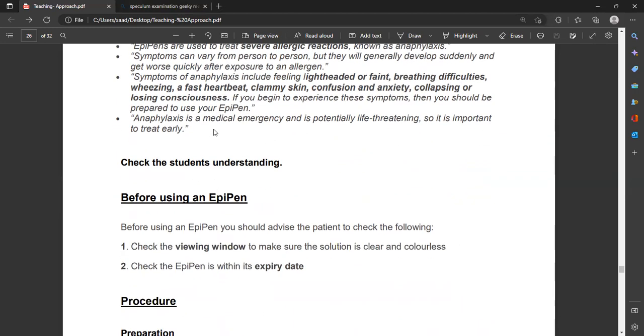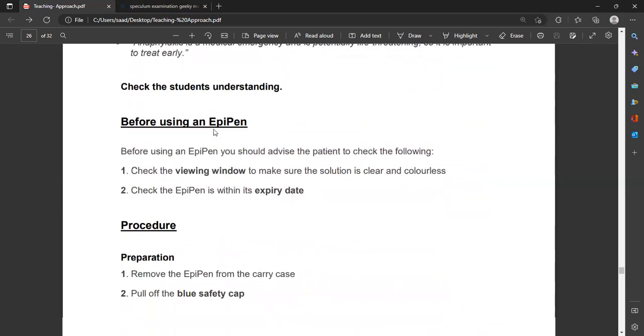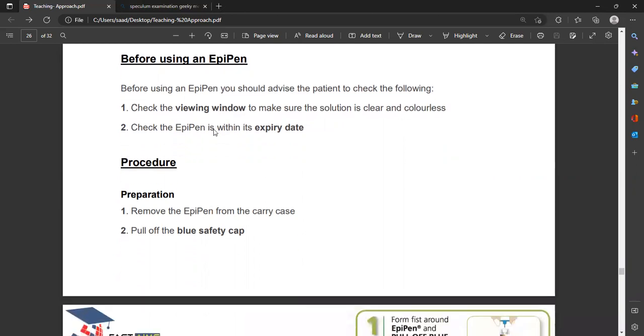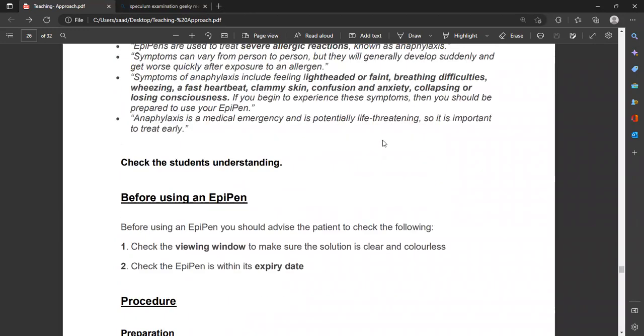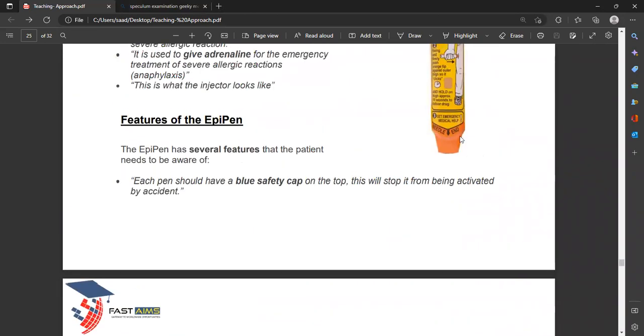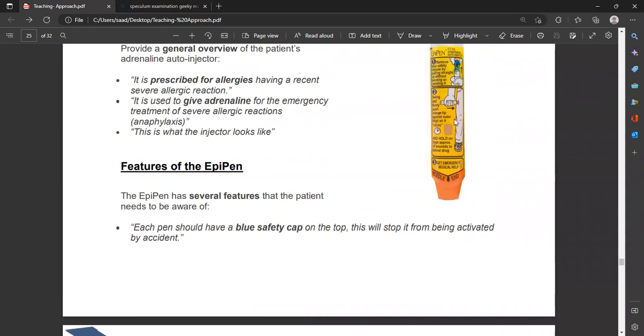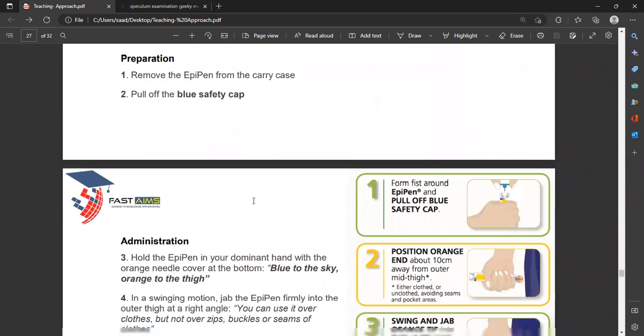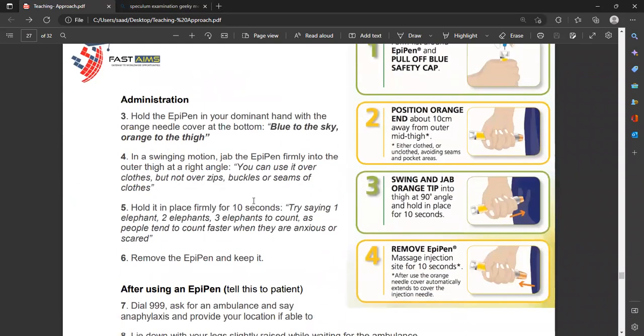All right. So now the procedure. Now you have explained to the student what the features are and what the symptoms are for when to use the EpiPen. Now the procedure, your main task. Before using the EpiPen, check the viewing window and expiry date. Again, safety features. These two things are important. After checking these two things, you have to administer.